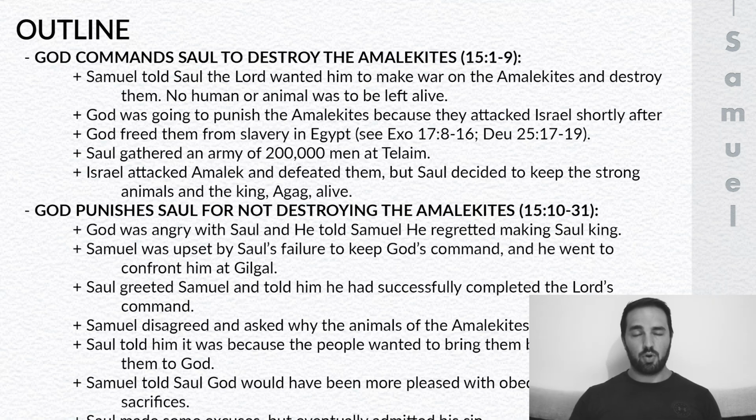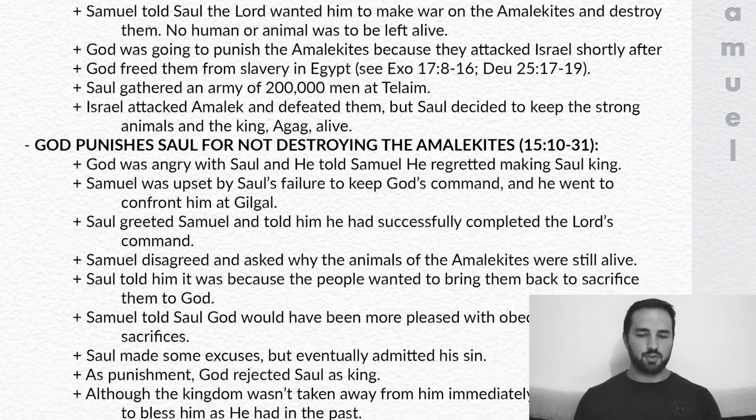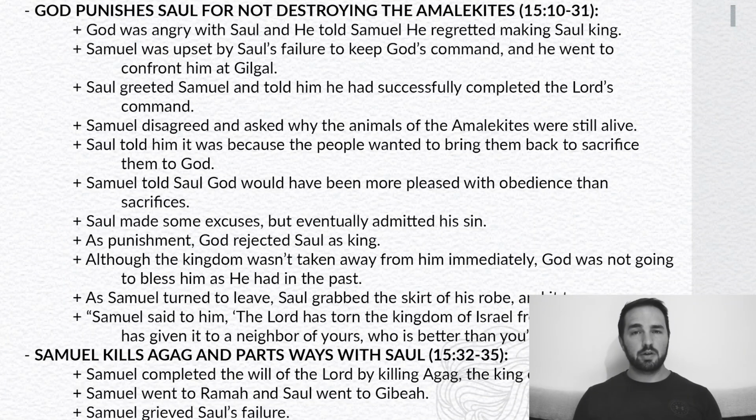However, and here's the problem, the dilemma of the chapter, Saul decided that he wasn't going to kill all of the animals and that he wasn't going to kill the king, whose name was Agag. He kept the healthy animals and the king alive and brought them back to Israel. So how is God going to respond? Well, that takes us to verses 10 through 31. God punishes Saul for not destroying the Amalekites.